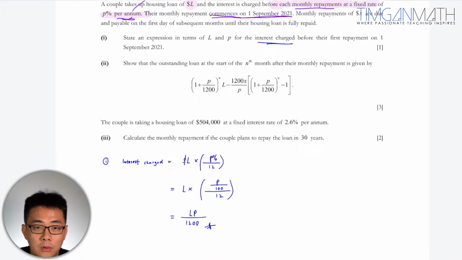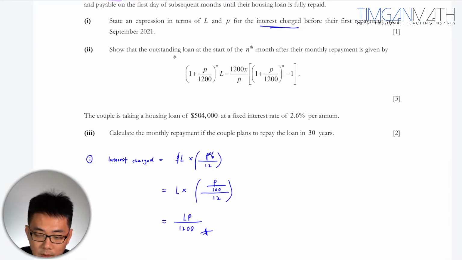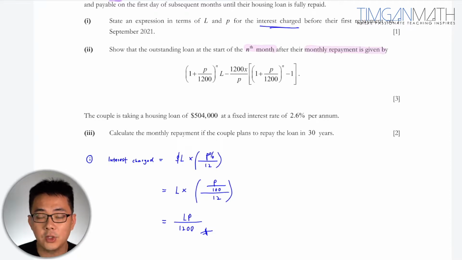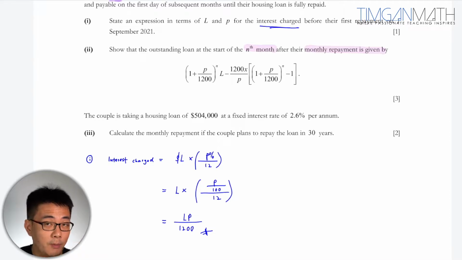So let's look at part 2. Show that the outstanding loan at the start of n-th month after their monthly repayment is given by this expression here. Now, when it comes to finding the general term, just like in secondary school, what you need is to be able to pattern recognize.